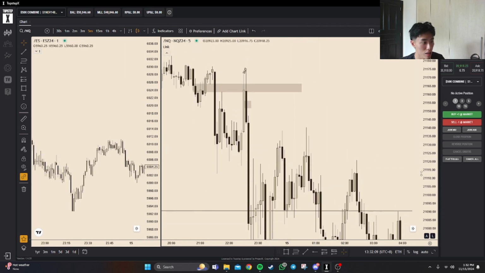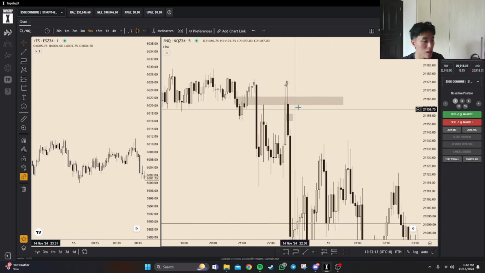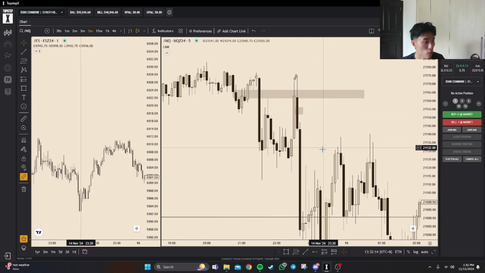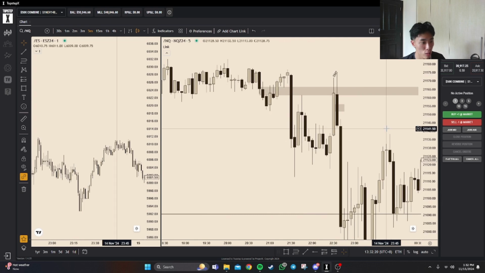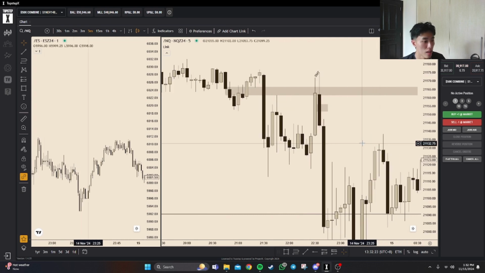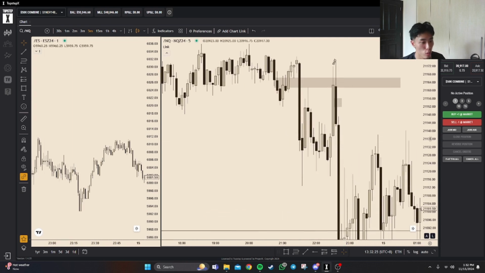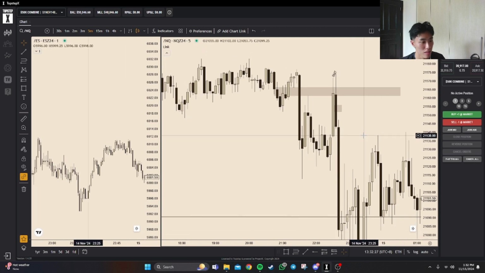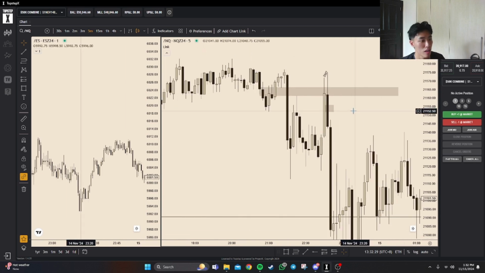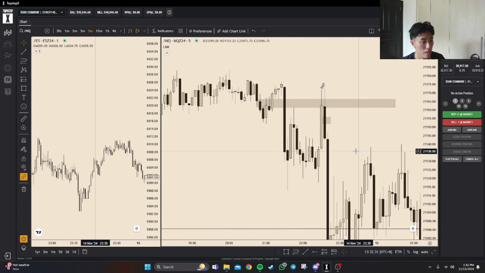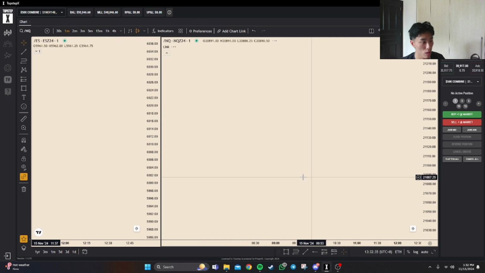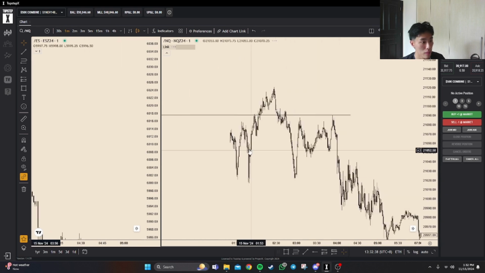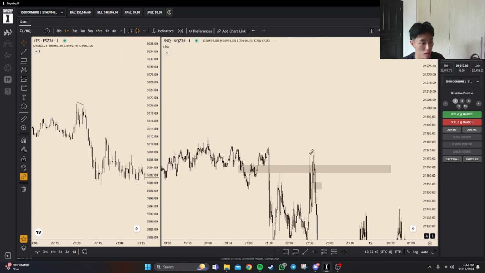Obviously for this challenge, I'm trying to keep my rules strict. 1 trade a day, 1-to-1 RR, sometimes 1-to-1.5. I'm not trying to go for the big home runs. I'm trying to go conservative. 1 mini maximum. If my stop loss is too big, I'll use micro contracts. So last night I was using 1 mini.